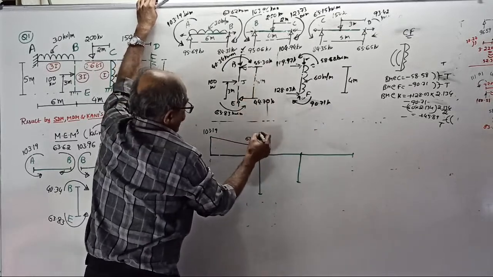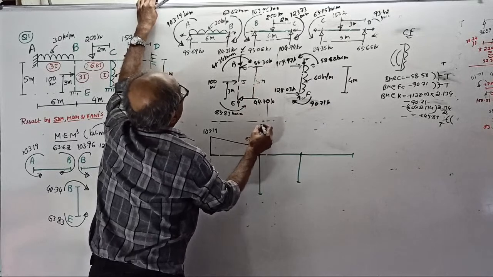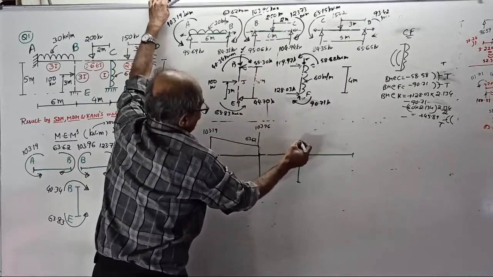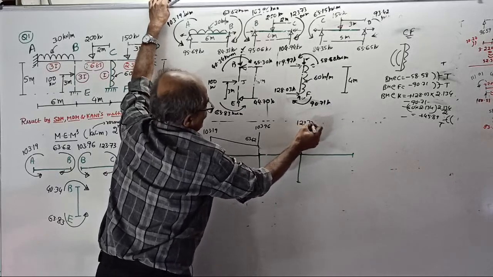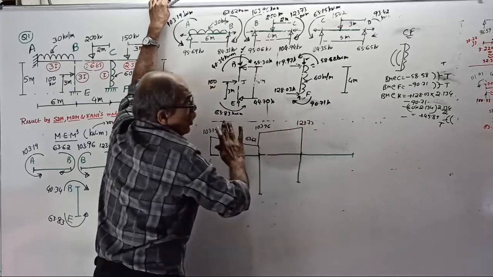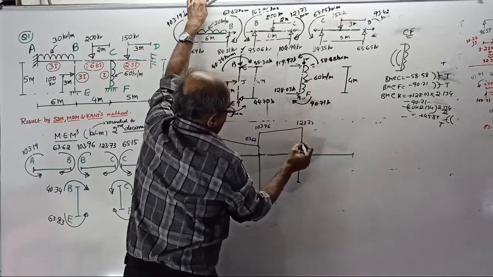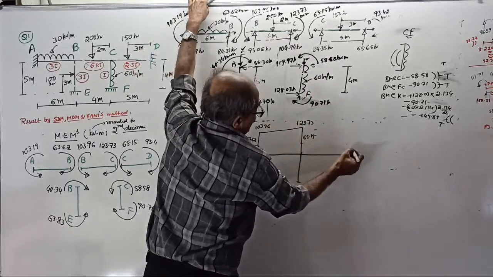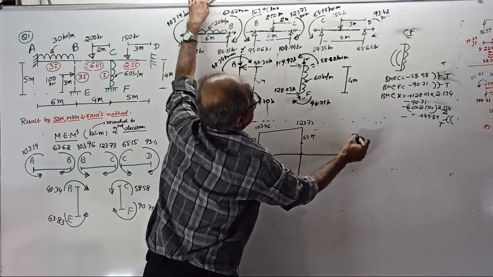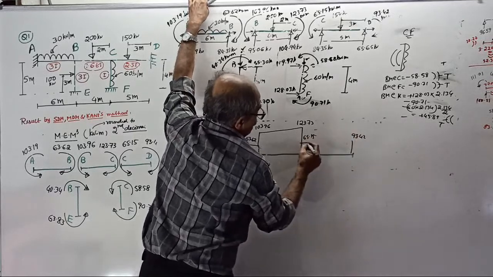Then 103.96 here, 123.73, joined by a straight line. No loading to be seen. Here 65.15, here 93.42, joined by a straight line.